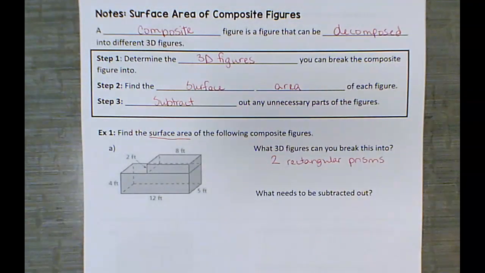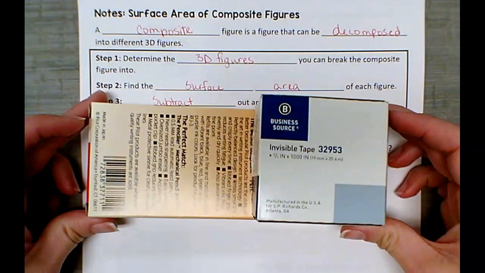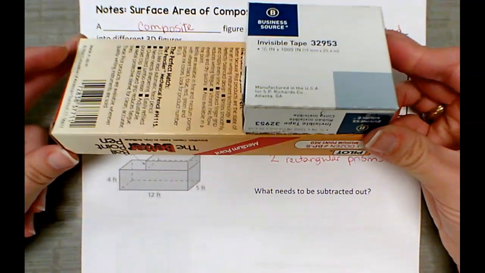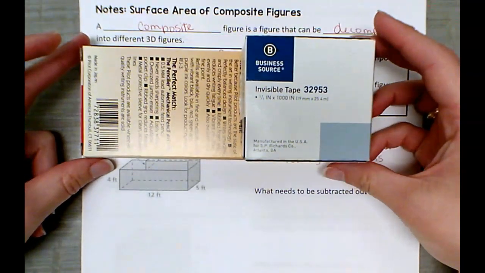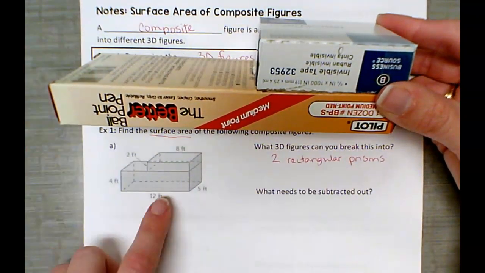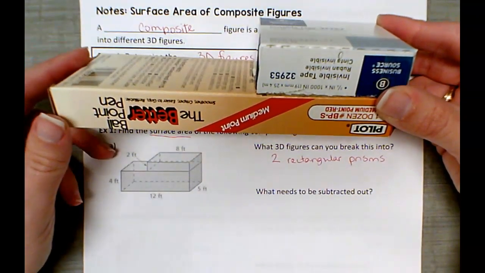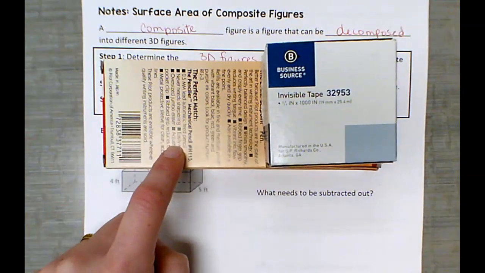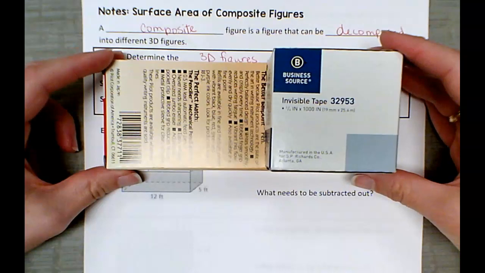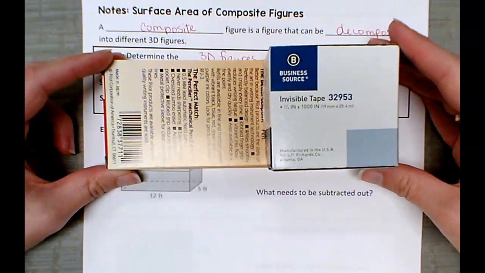And so what I've done today is I've kind of zoomed out my camera more than usual because I've made some models of our figures. So here is a ballpoint pen box and a tape box, and it kind of came together nicely to make the composite figure that you see here. Now I do have a large rectangular prism, and a smaller rectangular prism. I can kind of remove them, so that's helpful.